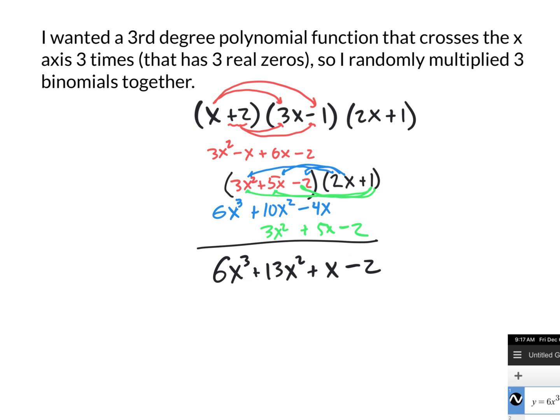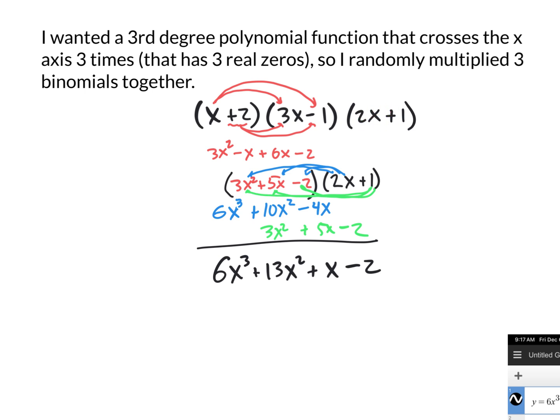then how could I find my x-intercepts? I would split them and set them each equal to 0. So where would it cross the x-axis? -2. Where would it cross the x-axis? This is a little bit harder, but positive 1/3. If you set it equal to 0 and solve it, it'll be positive 1/3. And this guy right here, if you set it equal to 0, -1/2.